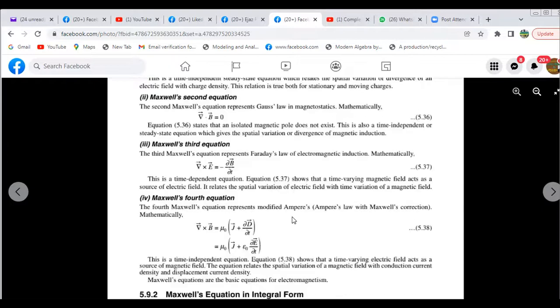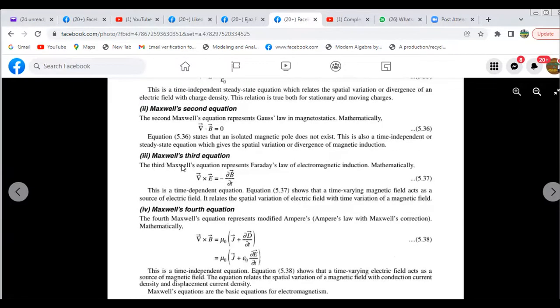Now Maxwell's third equation. The third equation represents Faraday's law of electromagnetic induction. Mathematically you can write curl of electric field E equals minus the rate of change of magnetic induction with respect to time, and this is the partial derivative. This is a time-dependent equation, and it shows that a time varying magnetic field acts as a source of electric field. It relates the spatial variation of the electric field with the time variation of the magnetic field.